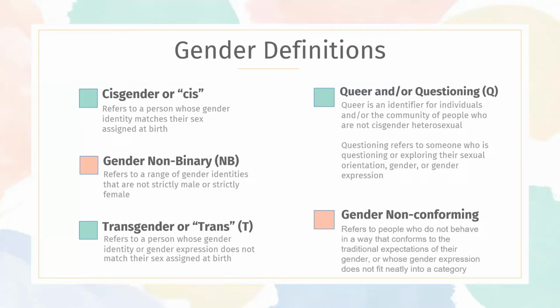We have queer. Queer is an identifier for individuals and or the community of people who are not cisgender heterosexual. And historically, it has been a derogatory term and is now being reclaimed by the LGBT and gender nonconforming community as a self-affirming term. And then we have questioning, and questioning refers to someone who is questioning or exploring their sexual orientation, gender, or gender expression. And then lastly, we have gender nonconforming, which refers to those whose gender expression does not fit neatly into a category and do not conform to the traditional expectations of their gender.